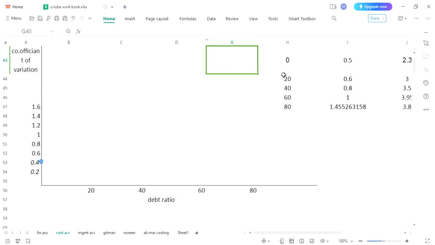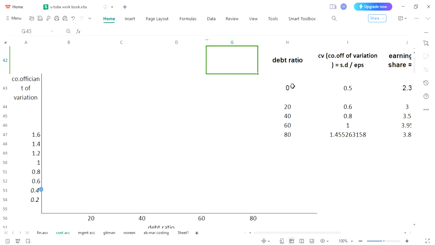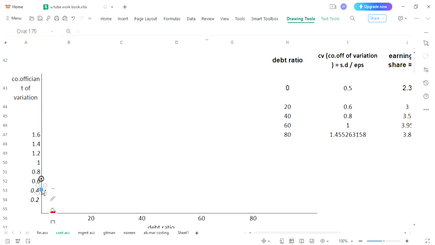Now the next point is debt ratio 20. Debt ratio 20 is here and your CV is 0.6. 20 and 0.6 is present over here. So we have got our second point.